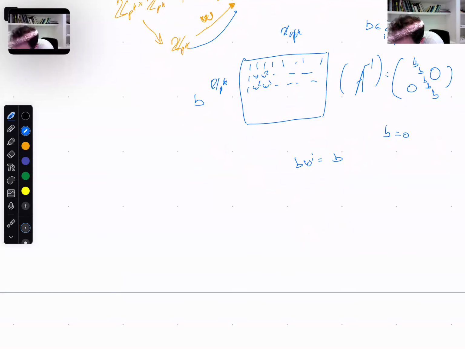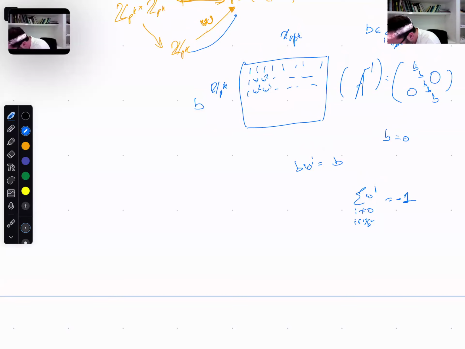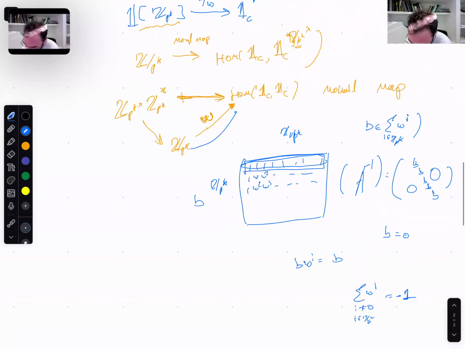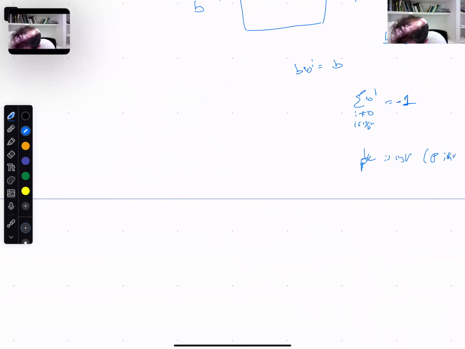If B is 0, that implies that the sum of omega^i for i different than 0 is -1. So I learned that I don't only have addition, I also have an inverse. So my category is necessarily not only semi-additive, but additive. Finally, if I look at this row and the existence of an inverse here, I'm going to learn that the length of this row necessarily has to be invertible in order for the product of those matrices to exist. So I also learned that, for example, 1 over p^k is invertible, or p is invertible.